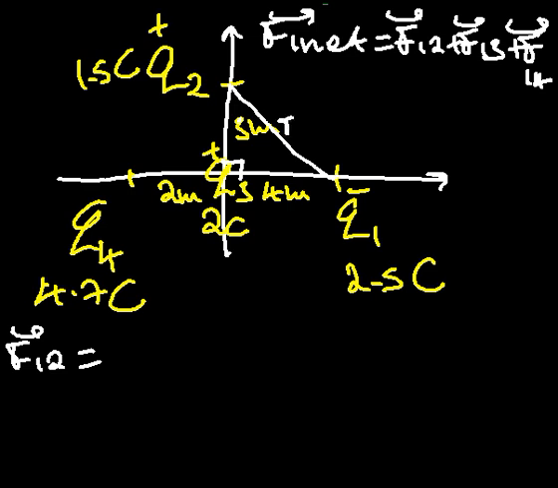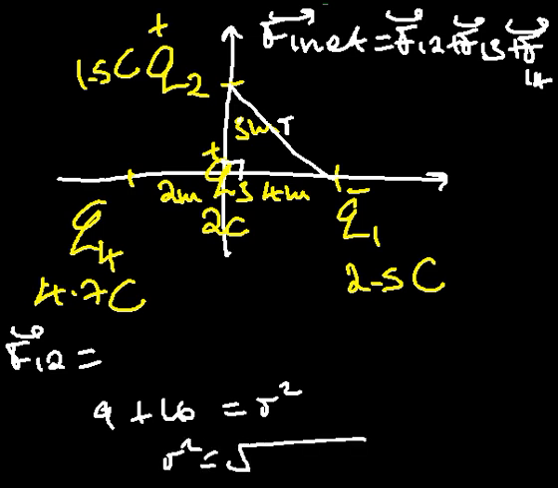So what would that be using the Pythagoras theorem? We'll have 9 plus 16 is equal to r square, and r will be given as the square root of 9 plus 16. 9 plus 16 is 25, and the square root of 25 is 5. Which means this separation distance is given as 5 meters. So that would be that.